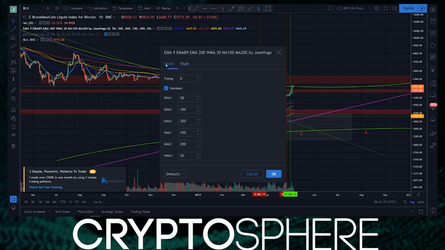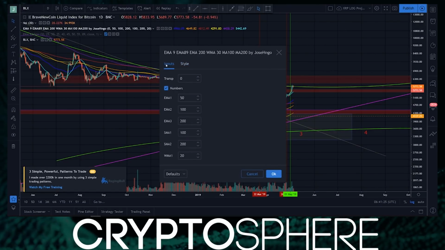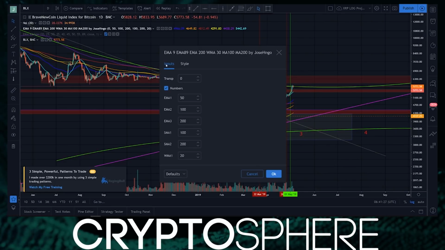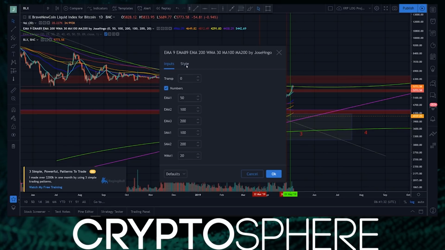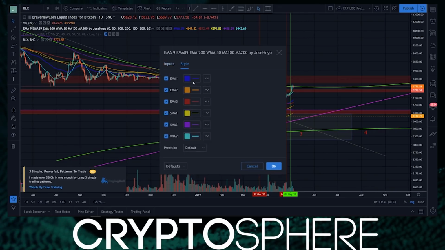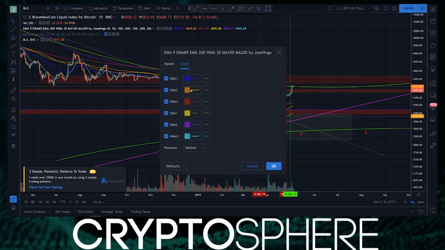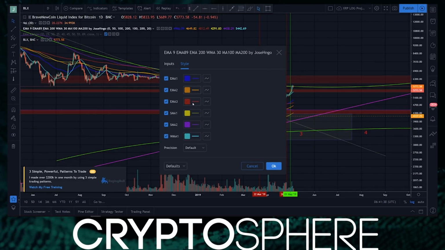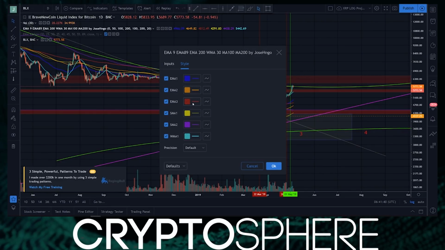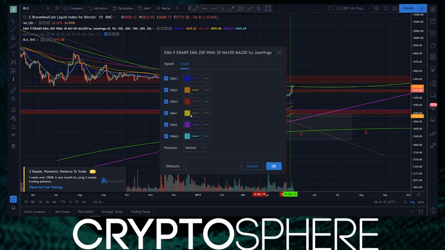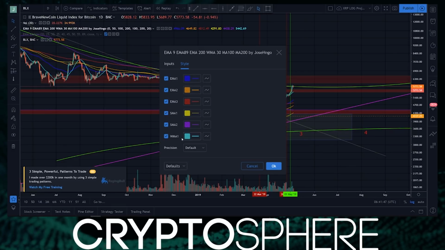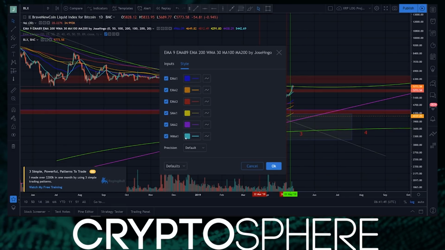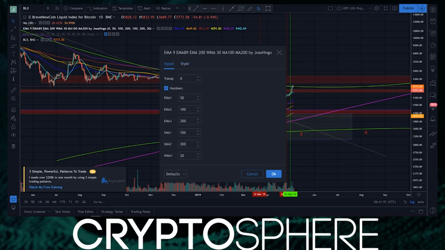I know some of you want to see these details and some of you don't really care, but I try to provide as much detail as I can. For the EMA, the blue is the 50, then the 100, and the red is the 200. For the simples, we have the 100 and the 200, and the weekly I have in teal, which is the 20 weekly moving average. So you can see that here.